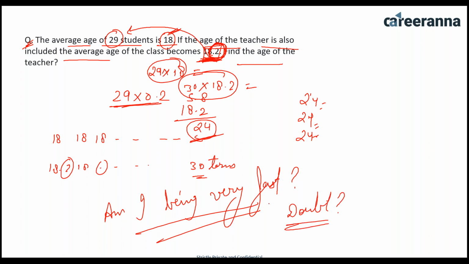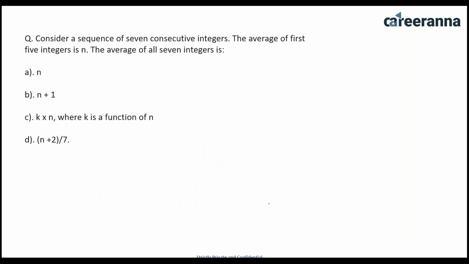Clear, everyone? Good. Okay, so try to solve this question. Consider a sequence of 7 consecutive integers. The average of first 5 integers is n. The average of all 7 integers is.